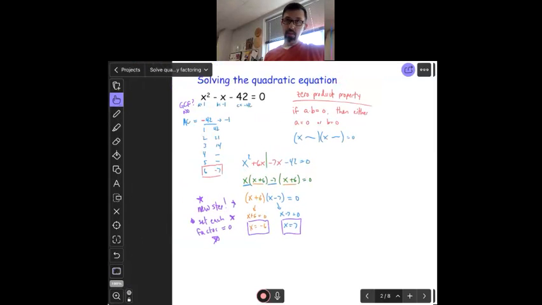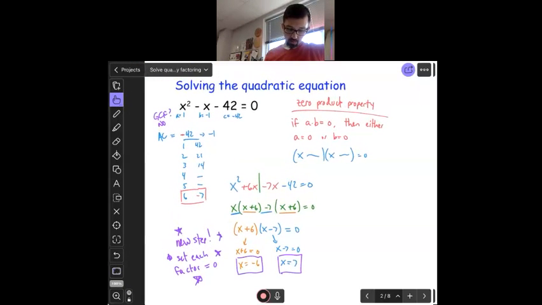I want to show you that it actually works. I'm just going to use one of them, the easier one since it's positive. So I'm going to take 7 and plug it in. 7 squared is 49. 49 minus 7 is 42. 42 minus 42 would be 0. So we see that plugging 7 in does work. Plugging in negative 6 would also work. So we can see how it does actually solve the equation.